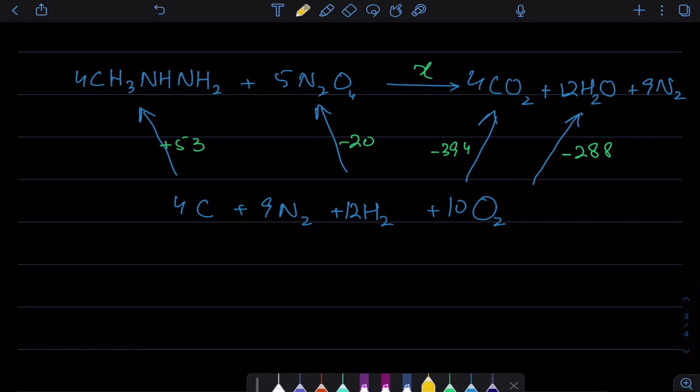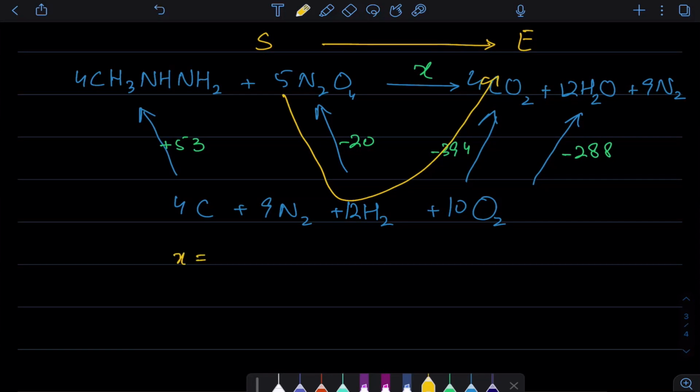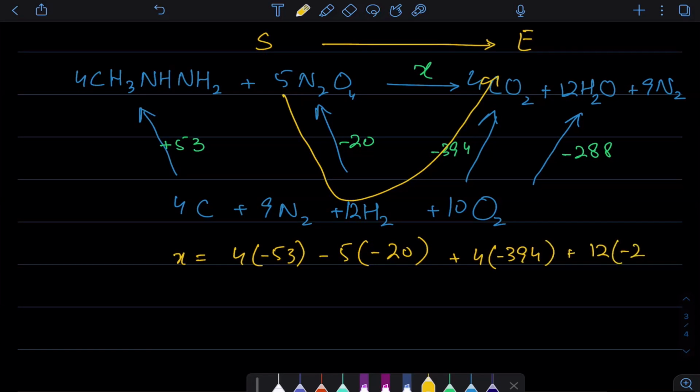Then make a direct or indirect path. Let's say again for simplicity, I'm taking this as my starting point. This is my ending point. My direct path is this. My indirect path is this. So direct path is x. Indirect path is minus 4 times 53 because I'm coming from the opposite side. Minus 5 times minus 20 again because it's opposite. Plus 4 times minus 394. Plus 12 times minus 288, and for nitrogen it is 0 because it's an element. Element की हमेशा formation 0 होती है. So I'll just add all of these up.